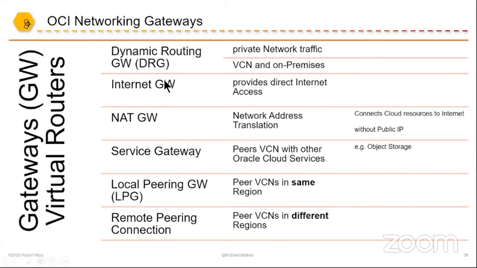So if you want to do dynamic routing, this is meant for VCN and on-premises connections or private network traffic connections, use a dynamic routing gateway. If you want to go to the internet, use an internet gateway, and so on. Those are the 2 peering options here. And the service gateway is used for other services in the Oracle Cloud that are outside your virtual cloud network, for example object storage or your backup and all this kind of thing.